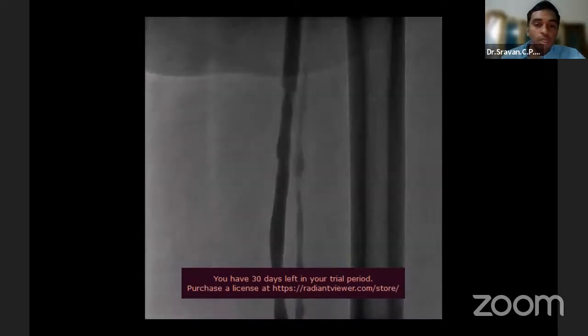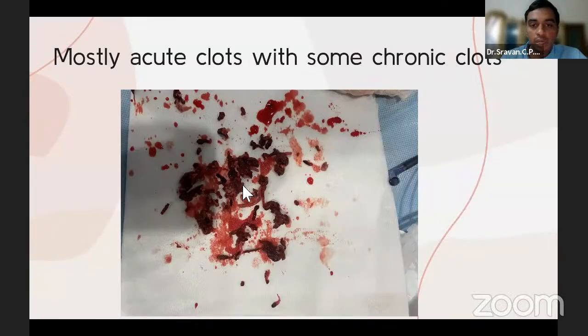So this is a picture of all the clots which we retrieved. You can see that these bright red cherry-like clots are all the acute component, but these more fibrous whitish kind of clots are all from the common femoral segment.